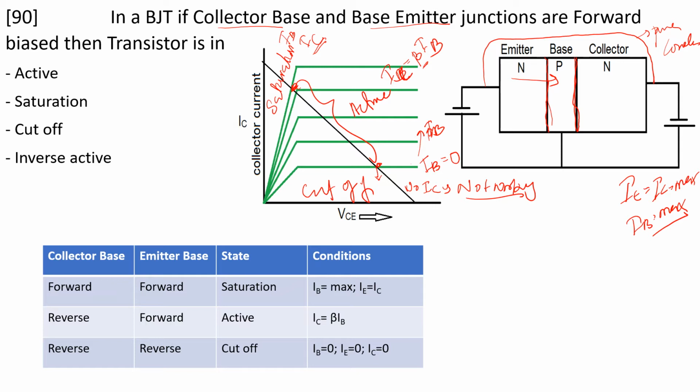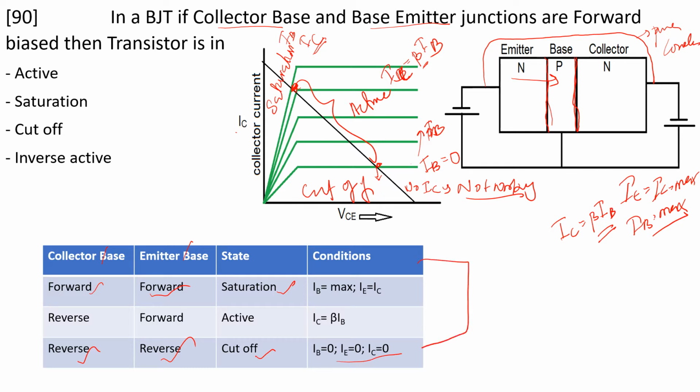And in these two regions, saturation and cutoff region, the formula IC equal to beta times IB is not valid. Only in the active region it is valid. Now look at this table. Collector base and emitter base regions are given. If both are forward, you have saturation where IB equal to maximum and IE equal to IC. And when both are reverse biased, you have cutoff region where all the values of current are 0.